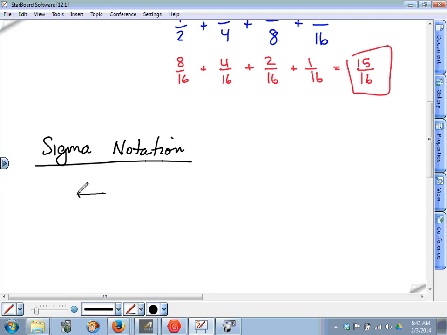Looks like an E, but in the Greek alphabet, it's a capital letter S. It is pointed. I just draw it like this because it's easier. This stands for partial sum. When you see this symbol, that means you're going to be adding up terms of a sequence. Okay? This is the letter sigma.